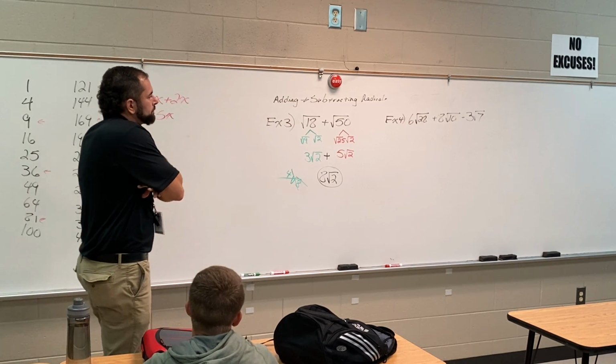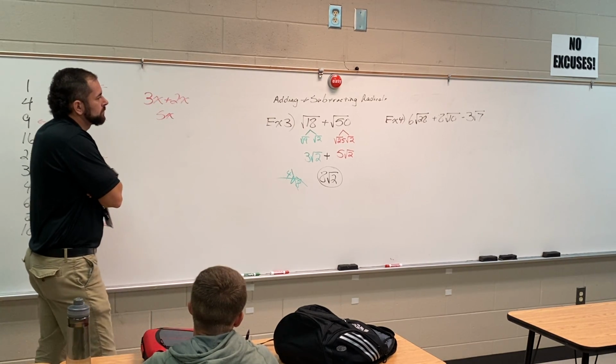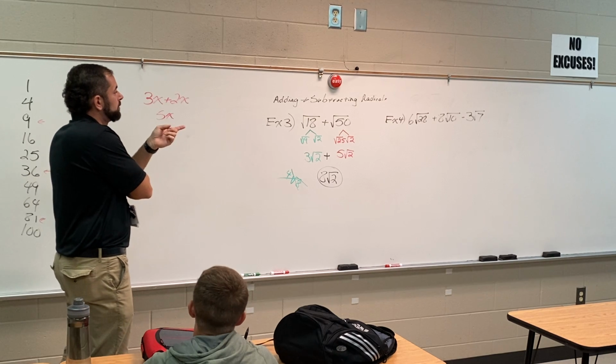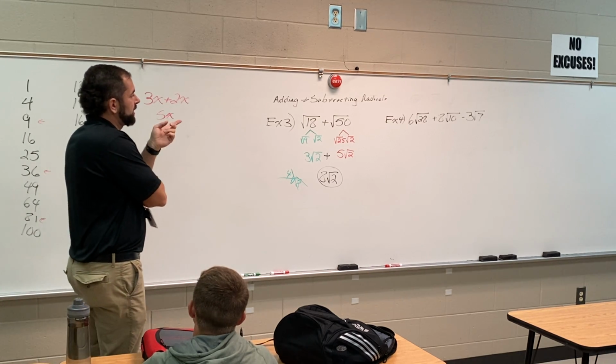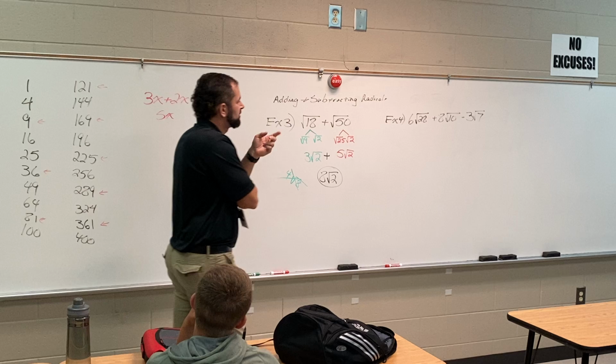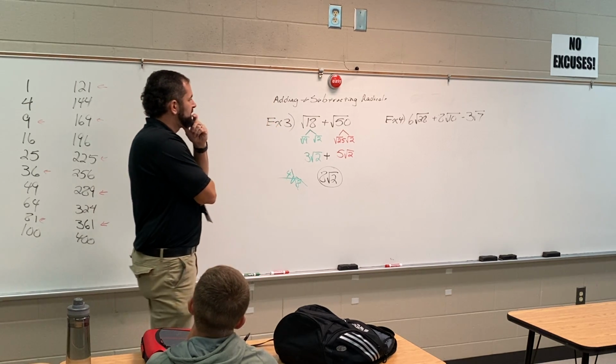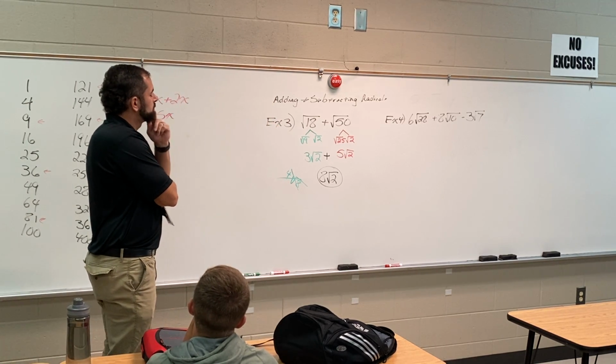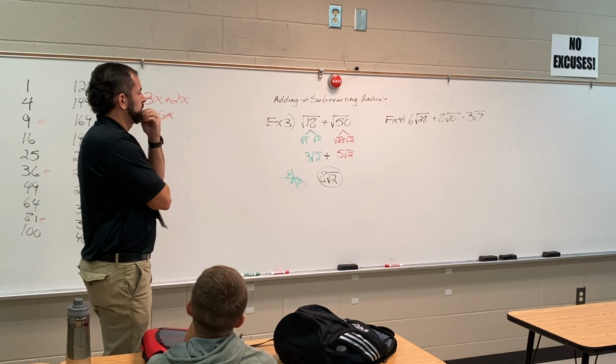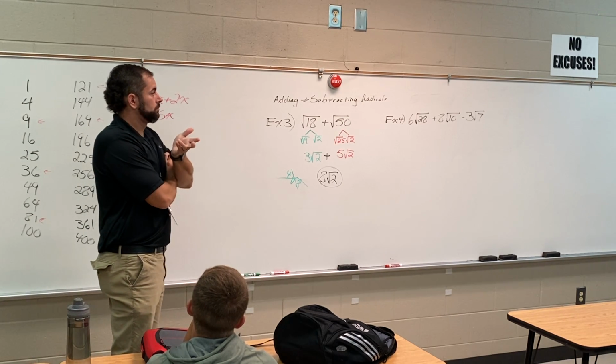What's the problem? They're not like terms. None of them are like terms, because I have a square root of 28, square root of 10, and square root of 7. So I can't combine them. So what am I going to look at next? Simplify all of them and then see if you have like terms.